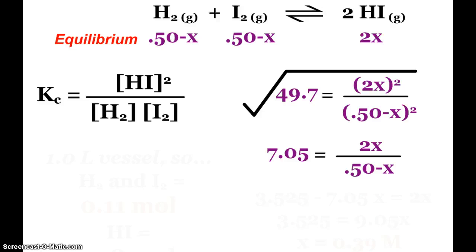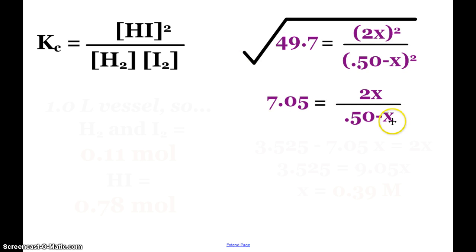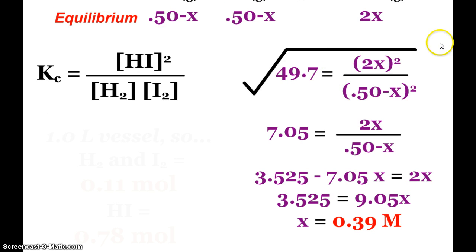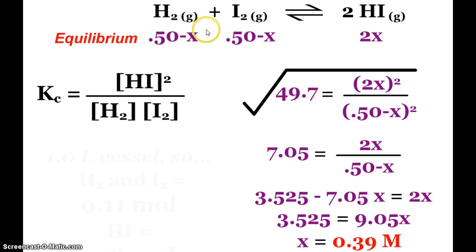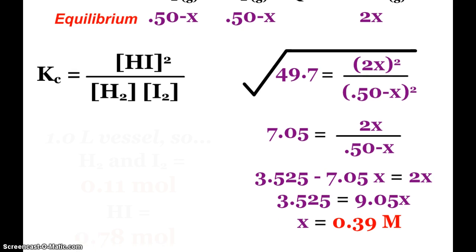So now we can see that we can solve for x. Multiply 7.05 times the 0.5 minus x, that equals 2x, rearrange, solve. So x is 0.39 molar. Now, looking back at my equilibrium composition, my hydrogen and iodine are going to be 0.5 minus 0.39, so that's 0.11 molar. And my hydrogen iodide is going to be twice that, which is 0.78 molar.